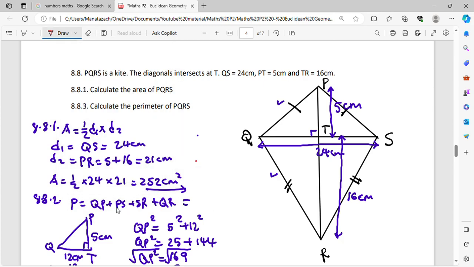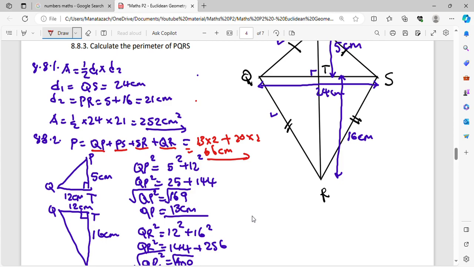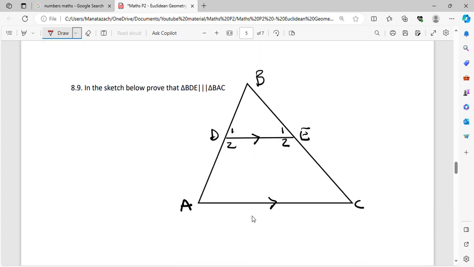So QP is the same as PS in length. So since QP is 13, I'm going to say 13 times 2, plus SR is the same as QR in length, 20 times 2. So the answer there will be 66 centimeters, which will be our perimeter. So that's it for this question. Let's go to the next question.